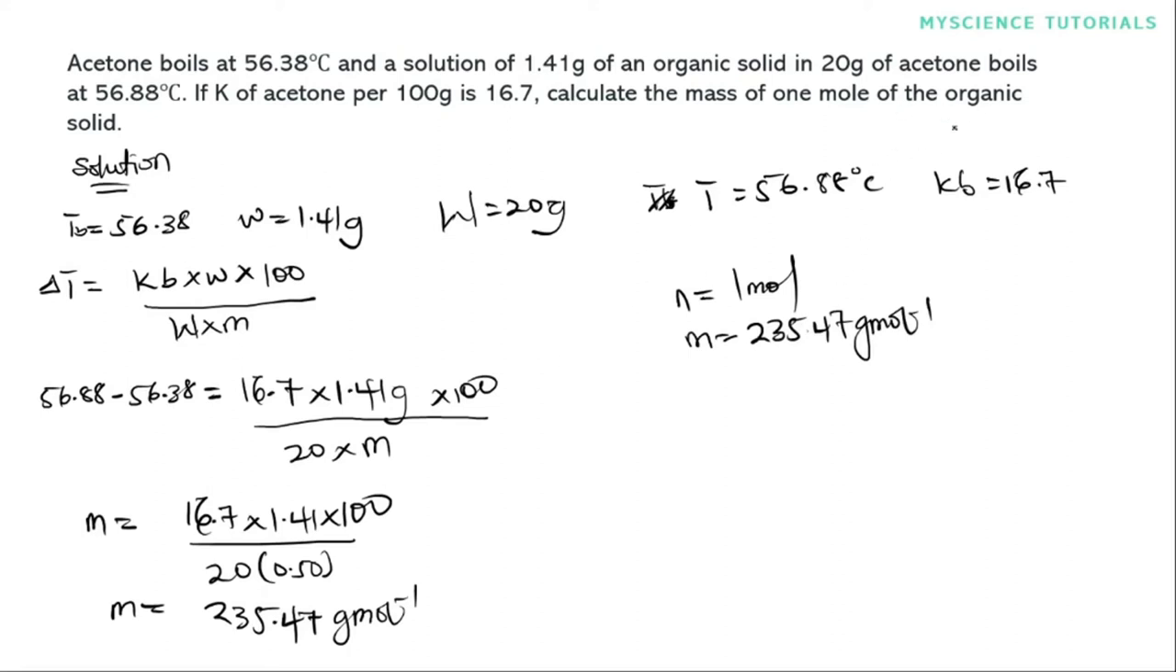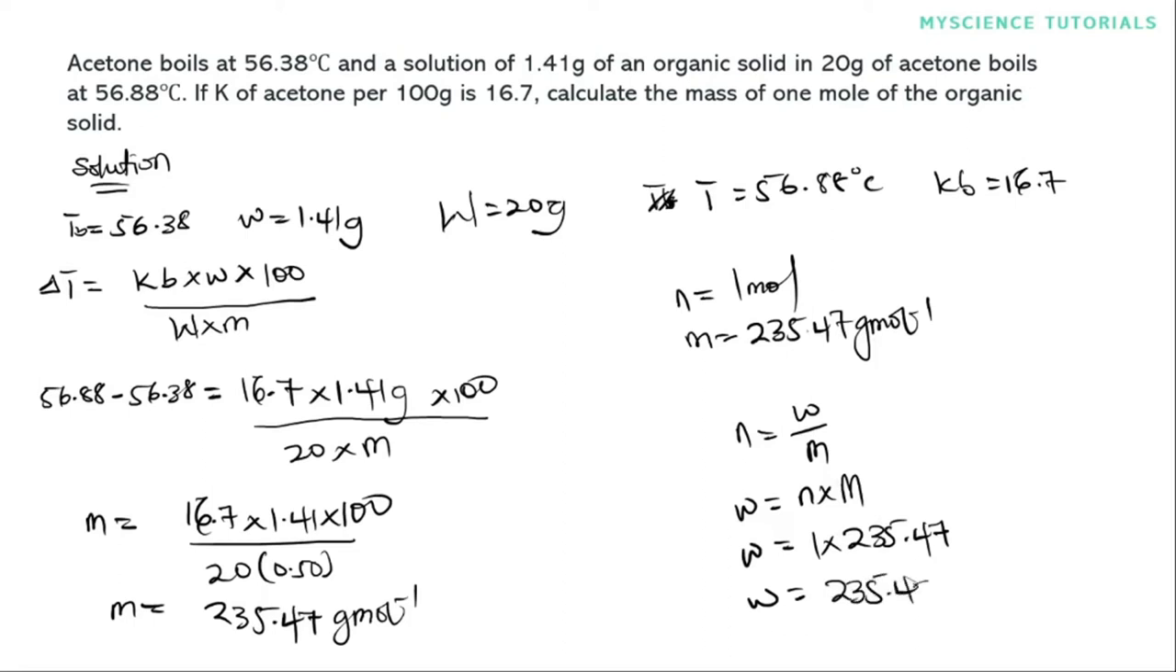Okay, so the mass of the organic solid, we know mole is mass over molar mass. So if we make mass the subject, which is W, we get mole multiplied by the molar mass. So our mass in this example will be our mole, which is 1, multiplied by 235.47. So our mass of the organic solid is 235.47 grams. Okay, so this is the mass of our organic solid.